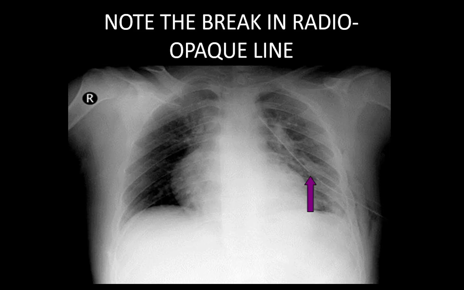This is how it looks on X-ray. You can see this fenestration. This is the breach in the radio-opaque line. So this means the last hole is within the thoracic cavity. So this is the optimum position of the thoracostomy tube.